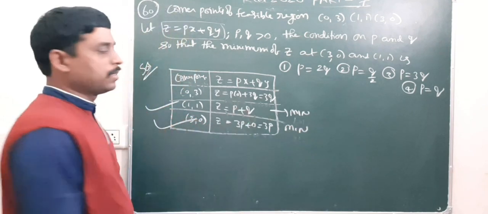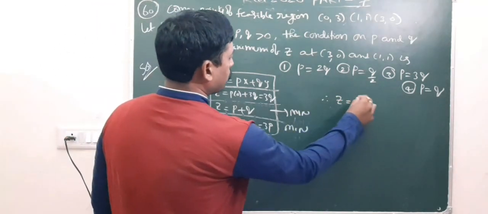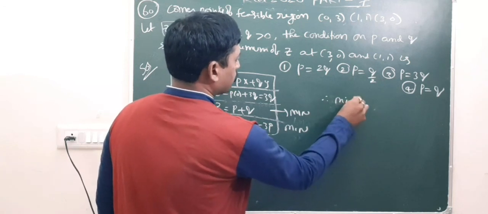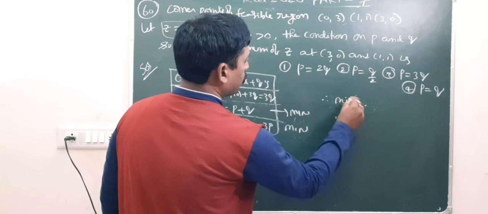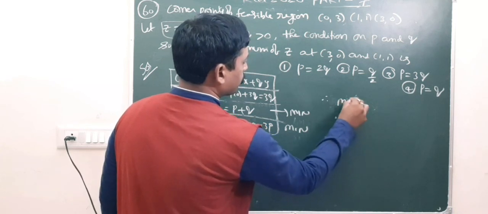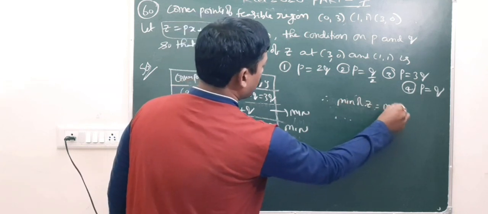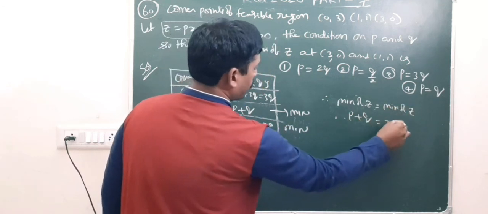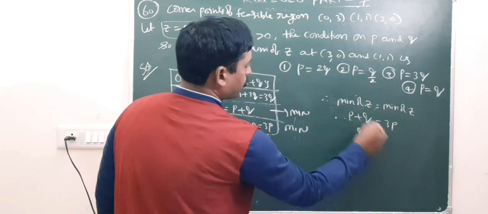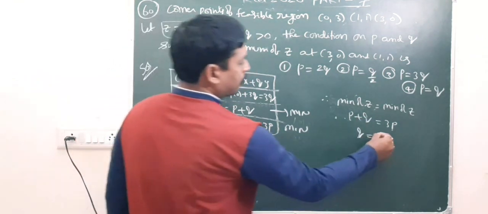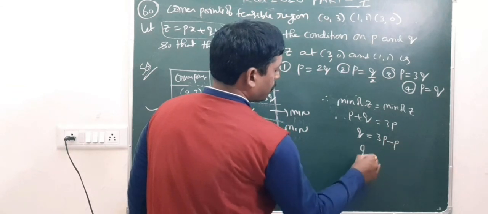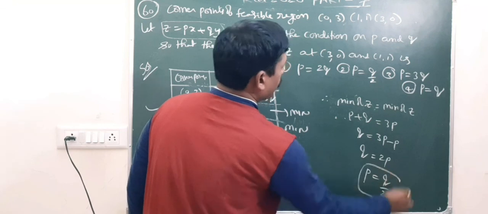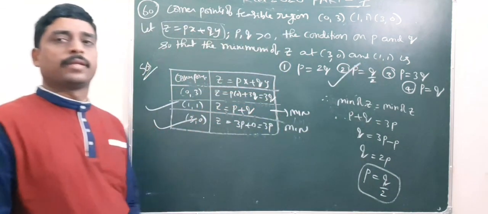So both are minimum values. If equal, z is equal to z, so p plus q is equal to the minimum of z, which is also 3p. So p plus q is equal to 3p. Therefore, q is equal to 3p minus p, bringing it to the right side. So q is equal to 2p. Therefore, p is equal to q by 2. Option 2 correct. So thank you very much.